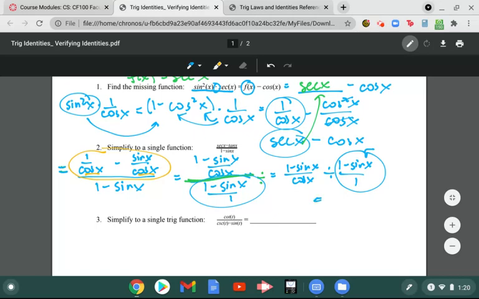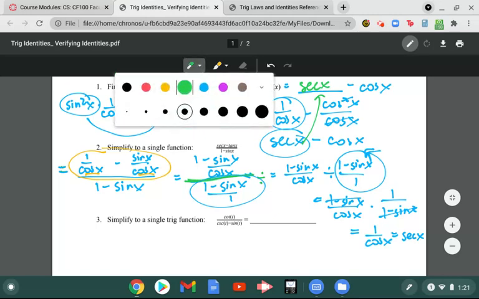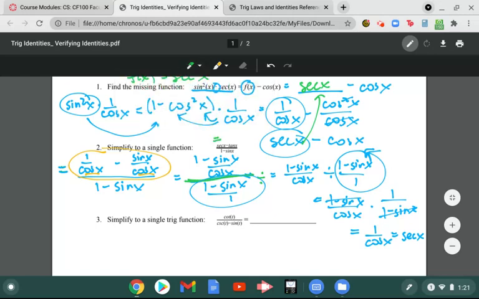So this becomes 1 minus sine x, I leave the first one, over cosine x, times, I'm just going to reciprocate this guy, and I get 1 over 1 minus sine x. Now I can simplify by canceling. I get 1 over cosine. Simplified all the way down to a single function is secant. All the answers won't be secant, I promise. So this is equal to secant x. So now I've got it simplified into a single function.